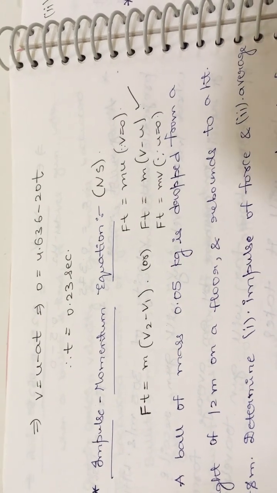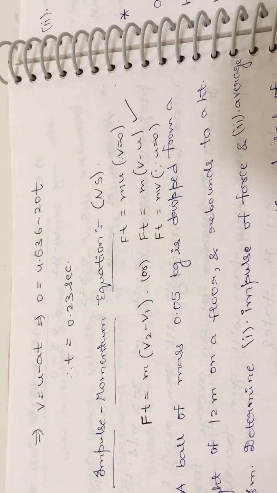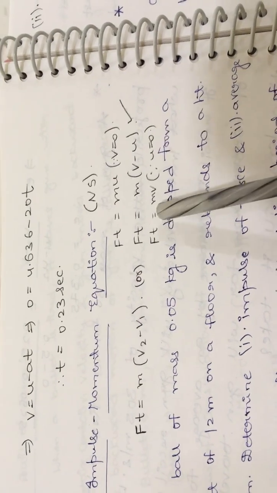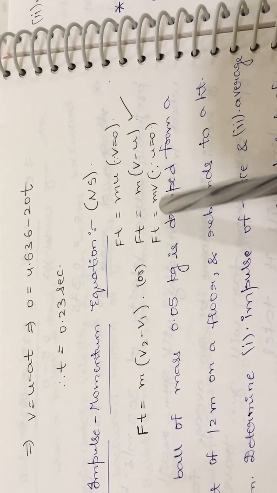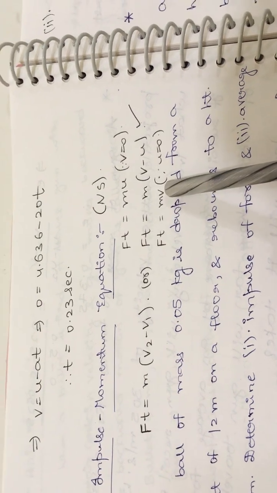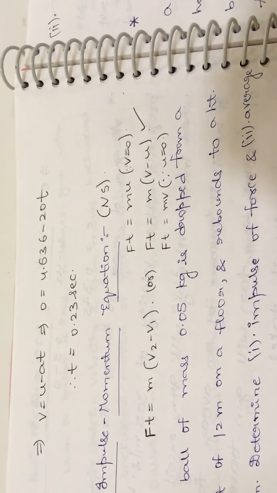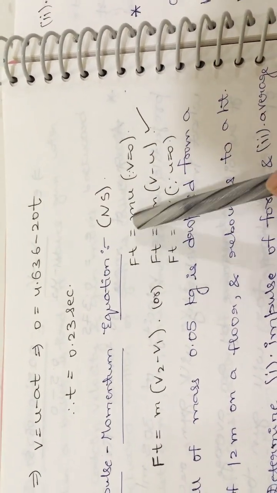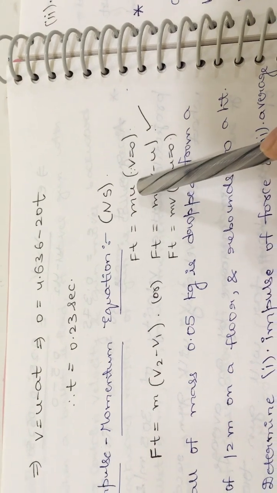Suppose in the problem any body is starting from the rest position, then the initial velocity u value will be 0, and you will get the equation as Ft is equal to m into v, the final velocity. Suppose in the problem any body is reaching the rest position, then the final velocity value will be 0, and you will get the equation as Ft is equal to m into u, the initial velocity.